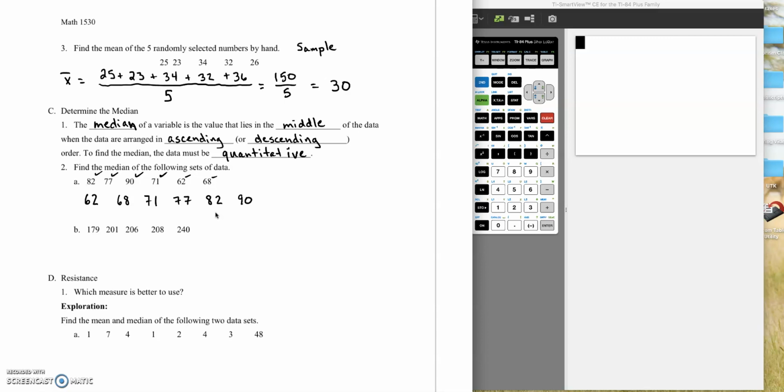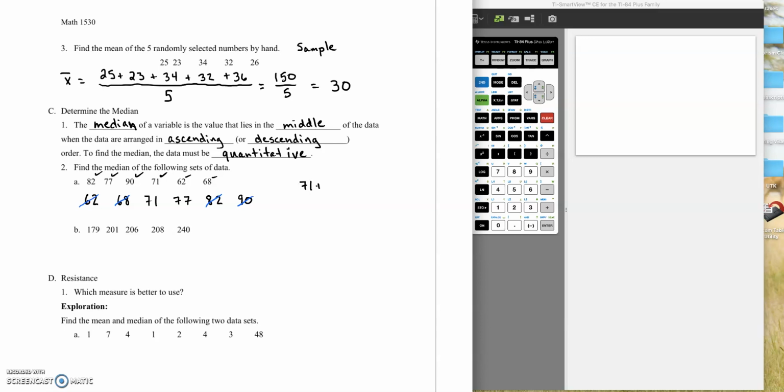So we need to find the exact middle of this data set. Well, that means we would just go crossing off from either end. So if I cross one off on the left, I cross one off on the right. I cross one off on the left, I cross one off on the right. Now I'm down to two data values. So what I need to do with those two data values is find the mean of them.